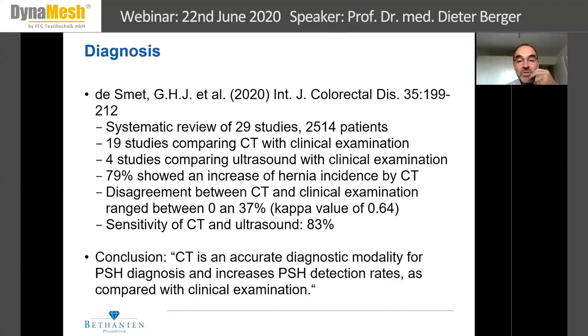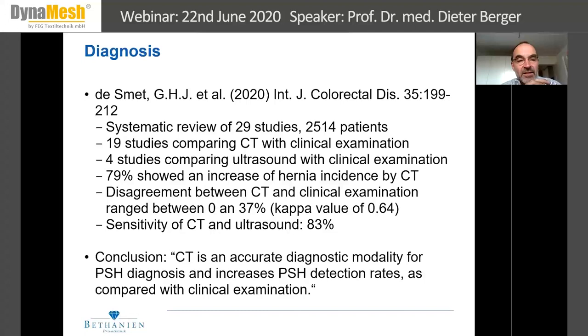Concerning the diagnosis, of course, in most cases the parastomal hernia can be diagnosed clinically. But if you do a study and look at the results with prophylactic meshes, it has been absolutely clear that the clinical examination does not in all cases reveal an exact result.